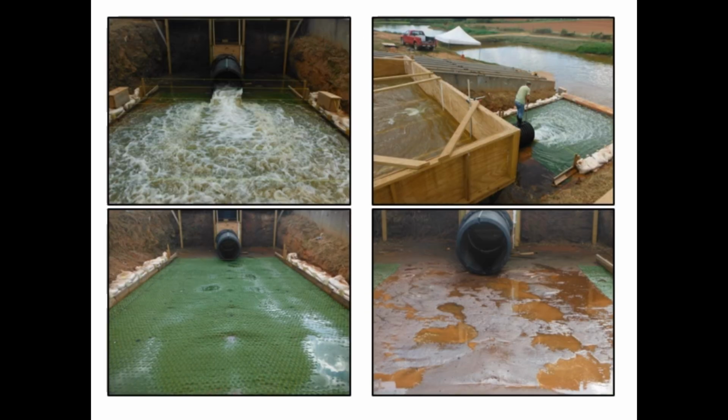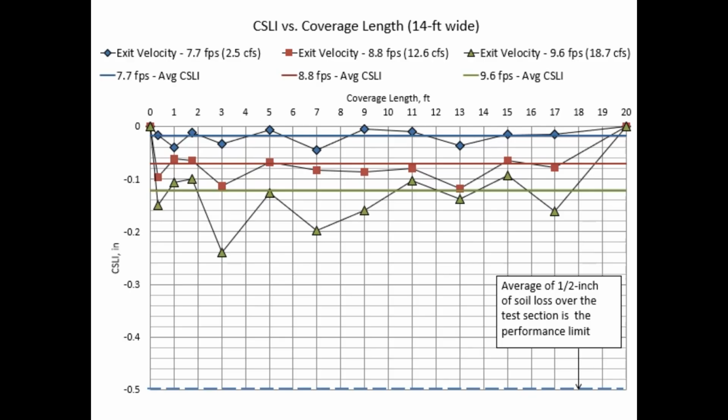As with channel testing, flow velocity is measured during the flow event, and then soil loss is measured at the end of each flow event by measuring the distance to the soil surface from a baseline established prior to initiating flow. Performance results are presented as the cumulative soil loss resulting from each flow event.